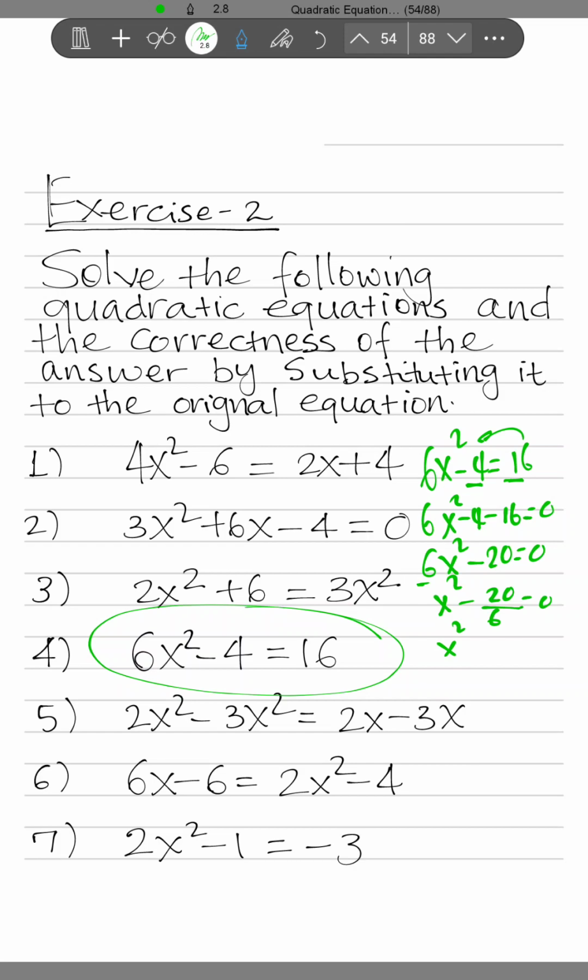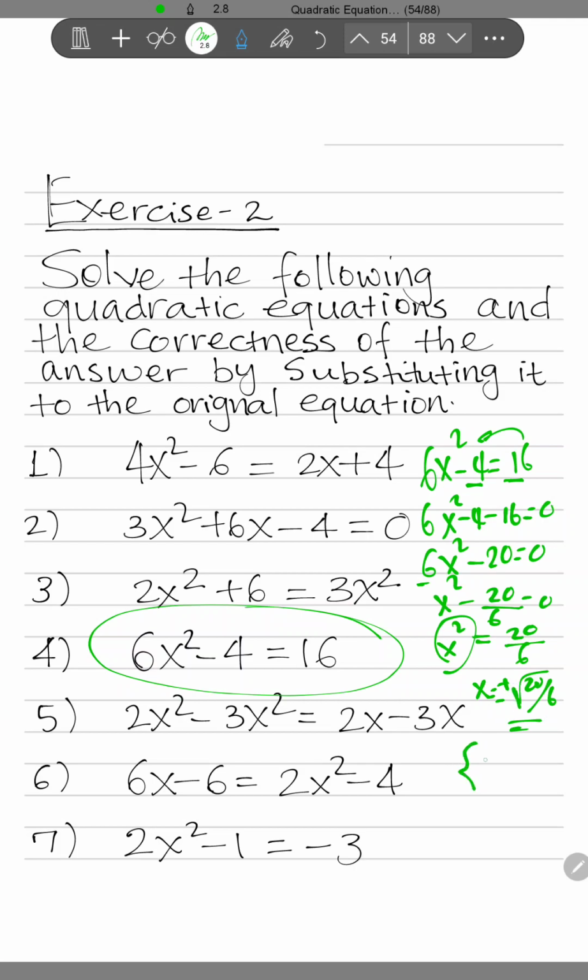Not much to worry about on this one because we don't have the middle term. The middle term is 0. So I can use the difference of two squares, or I can simply say x squared is equal to 20 over 6. The square of a number is positive and I have a positive value there, so I can have two real solutions. x is equal to plus or minus the square root of 20 over 6. That's the value of x.